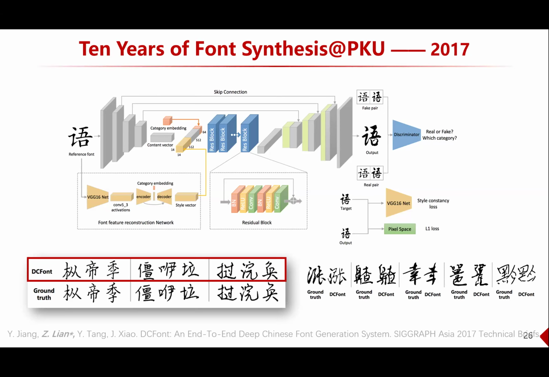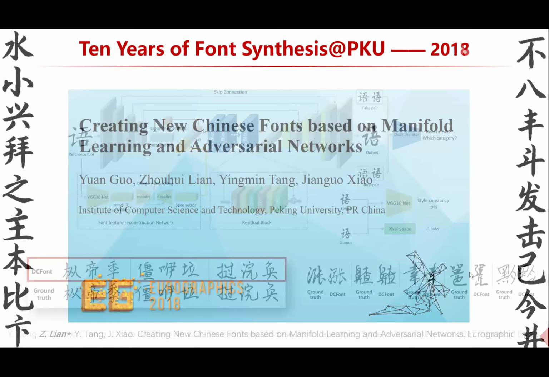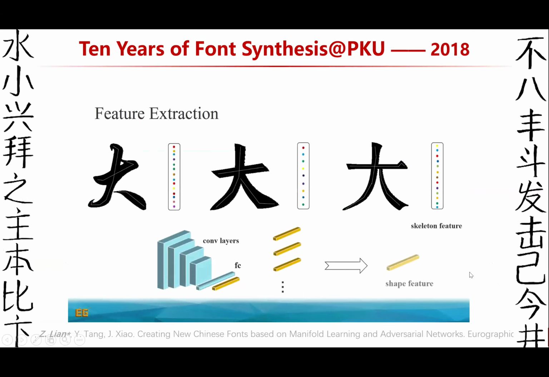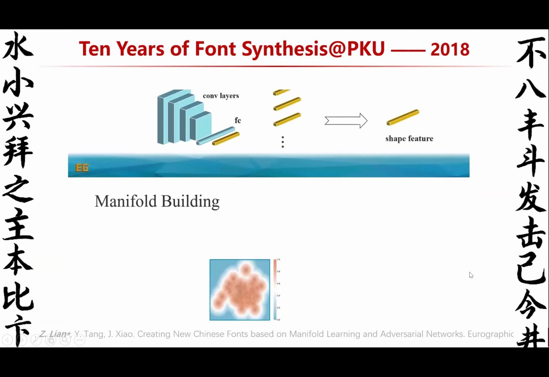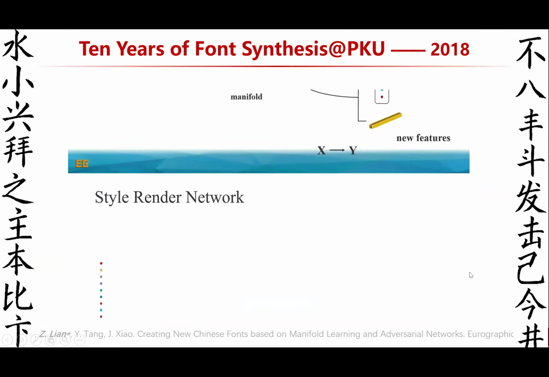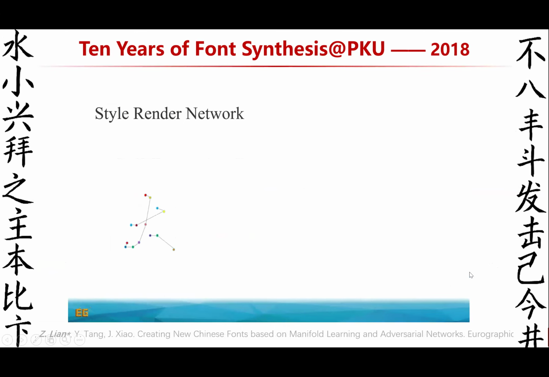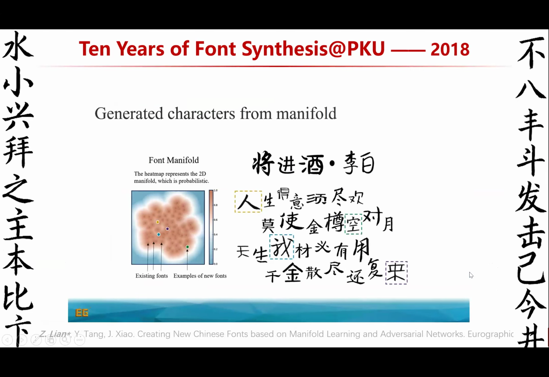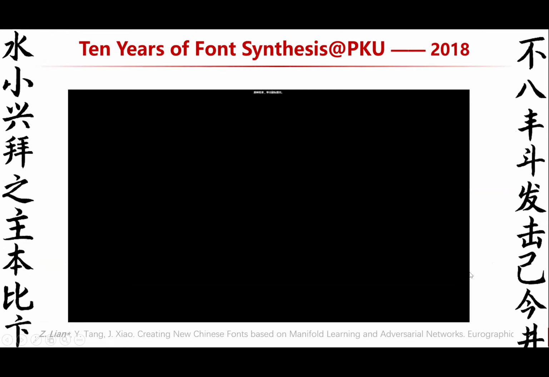As we can see, there still exist many artifacts in the synthesized result. And here you can see all the artifacts. And then in 2018, we proposed Chinese font interpolation methods based on manifold learning and deep neural networks, ensuring both glyph correctness and interpretability of font styles. And from 2017, we all use deep generative models to solve these problems, including GAN, transformer, and also VAE and diffusion models.